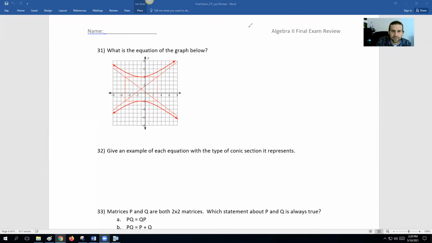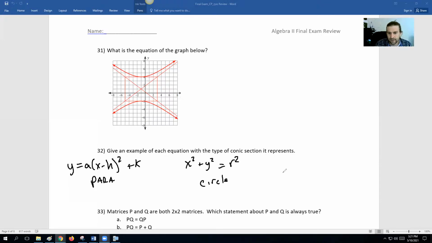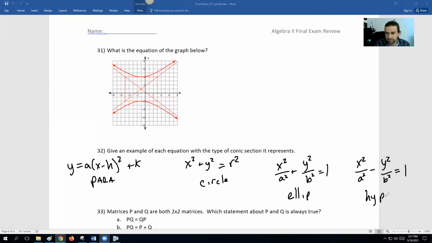Okay, so the big thing with the calculators, or the next problem, is you're going to have a matching problem on your test. You just need to know, y equals a times (x minus h) squared plus k, that's a parabola. x squared plus y squared equals r squared, that is a circle. If you have x squared divided by some number plus y squared divided by a different number equals 1, that is an ellipse. If you have x squared divided by some number minus y squared divided by another number, it could be the exact same number, but if you have the minus sign, that is the hyperbola.